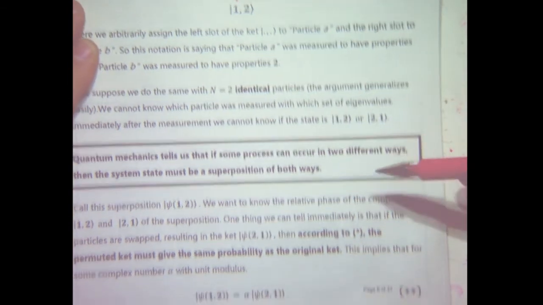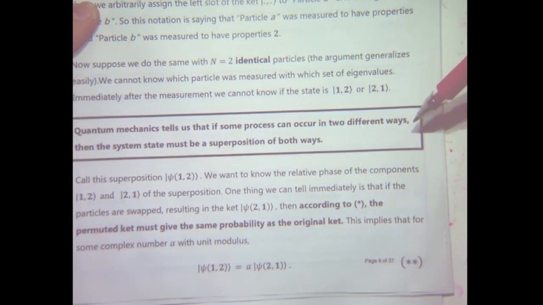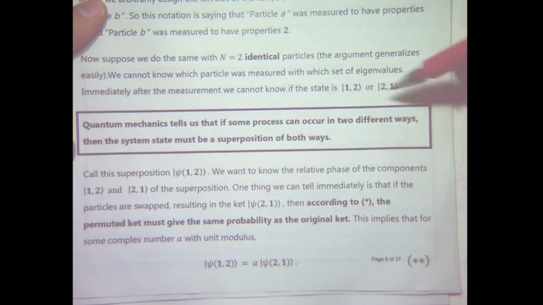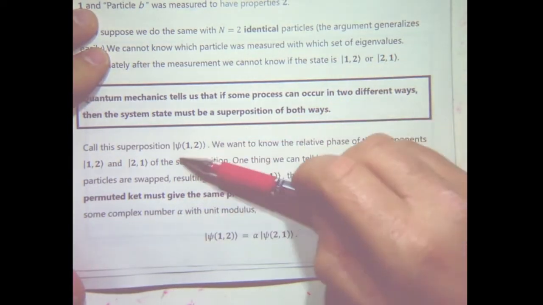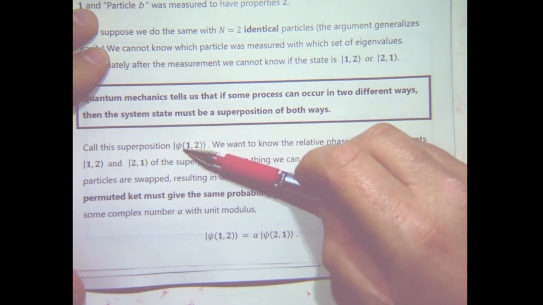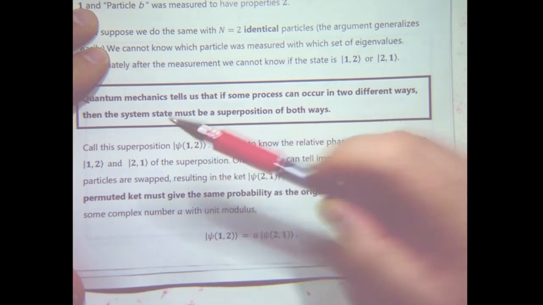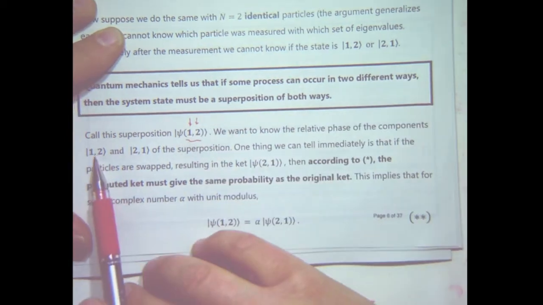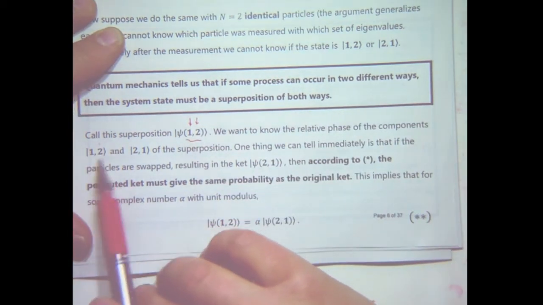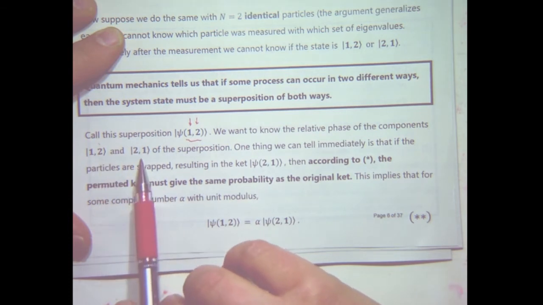So quantum mechanics tells us that if some process can occur in two different ways, then the system state must be a superposition of both. We'll call this superposition, let's put it as a ket, psi, with arguments 1 and 2. We want to know the relative phase of the components of that superposition.